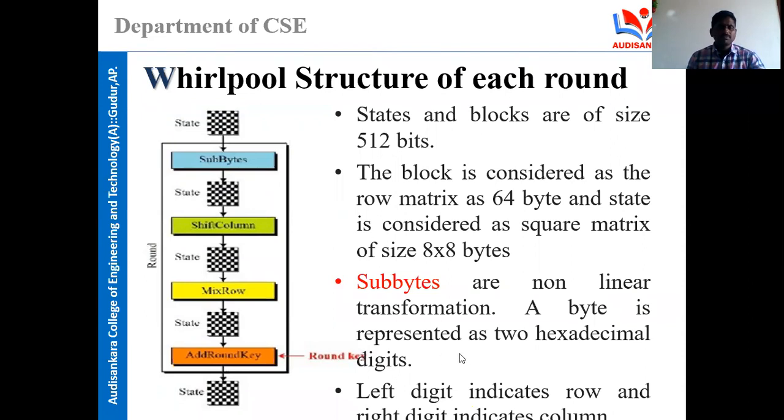A byte is represented as 2 hexadecimal digits. Say, for example, the hexadecimal output is 3C. The first digit represents the row and the second digit represents the column. Okay, so that is the SubBytes.